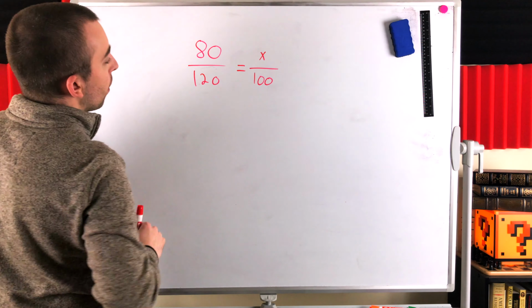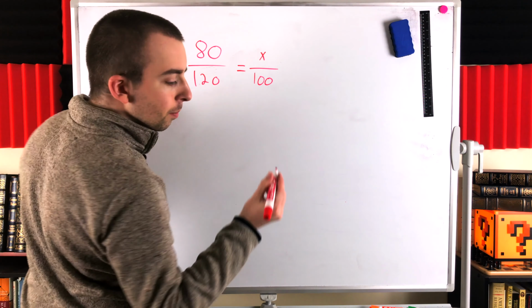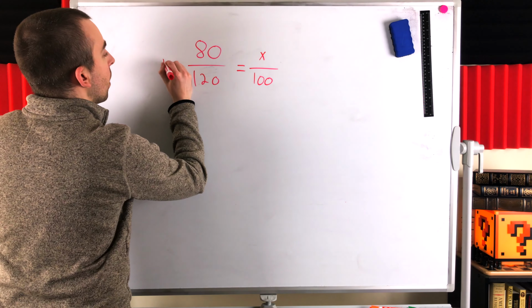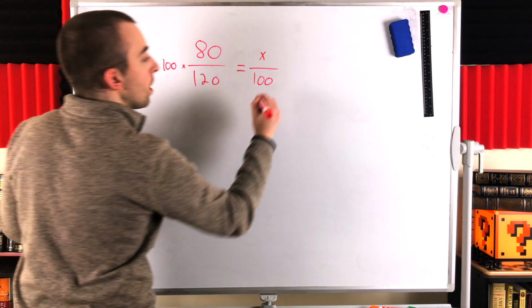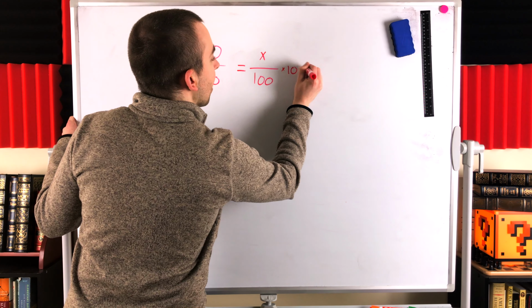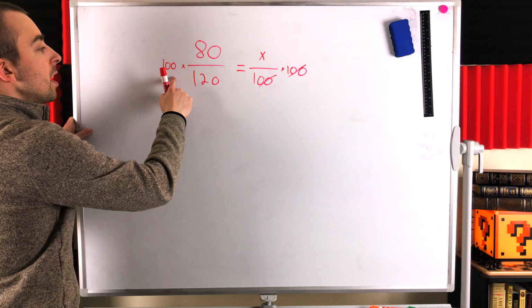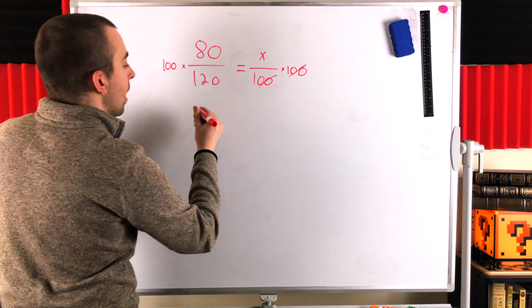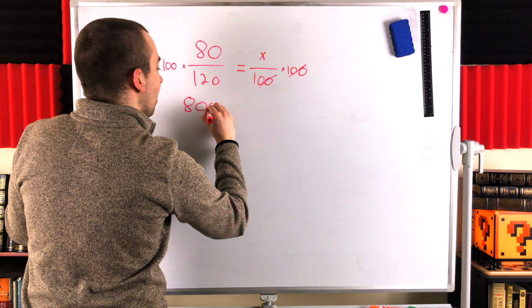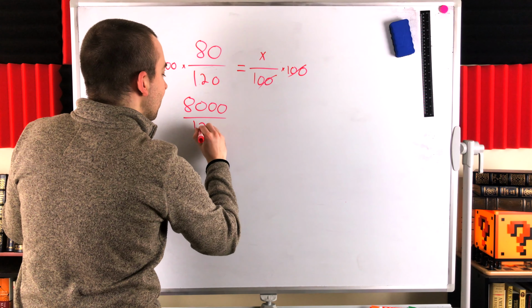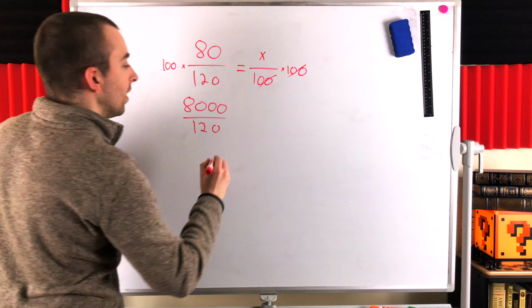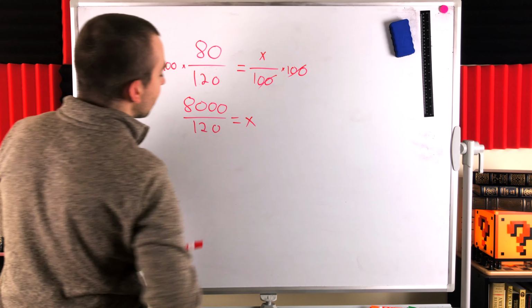We'll want to get rid of that 100 in the denominator, so let's multiply both sides of the equation by 100. Multiply the left side by 100, multiply the right side by 100. The 100s over here cancel out. Over here, we just multiply 100 by the numerator, 80, which gives us 8,000, and then that's getting divided by 120 in the denominator, and this is equal to x.